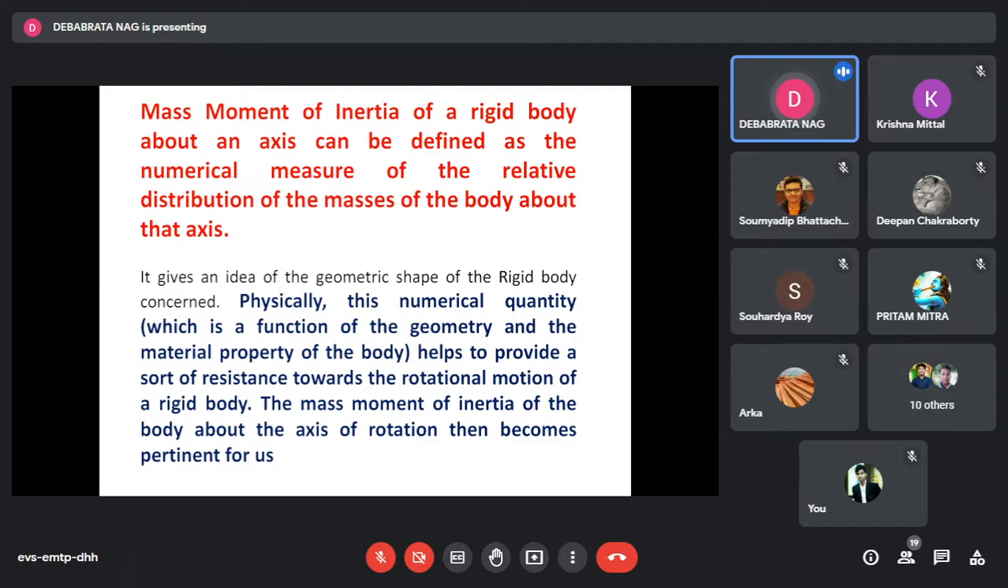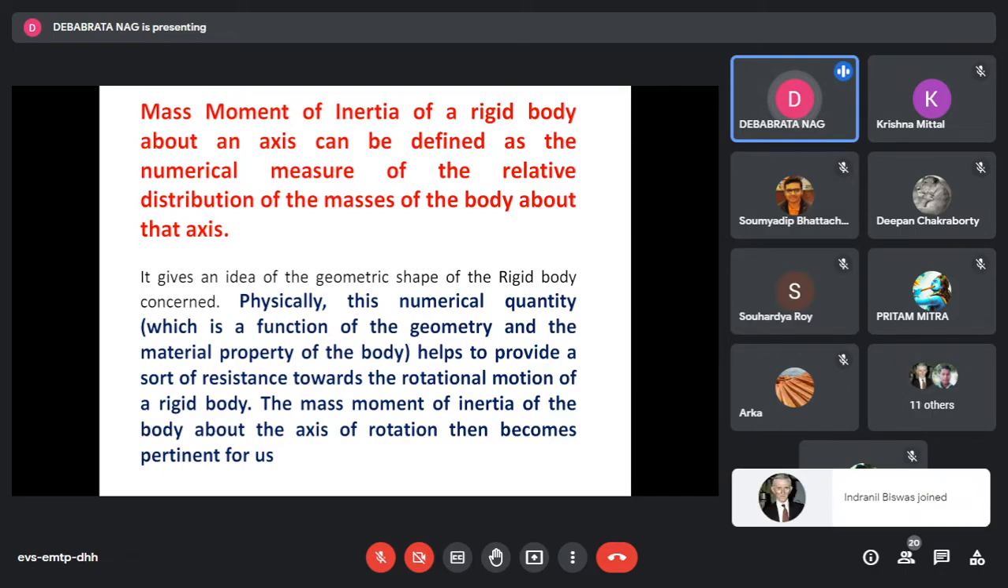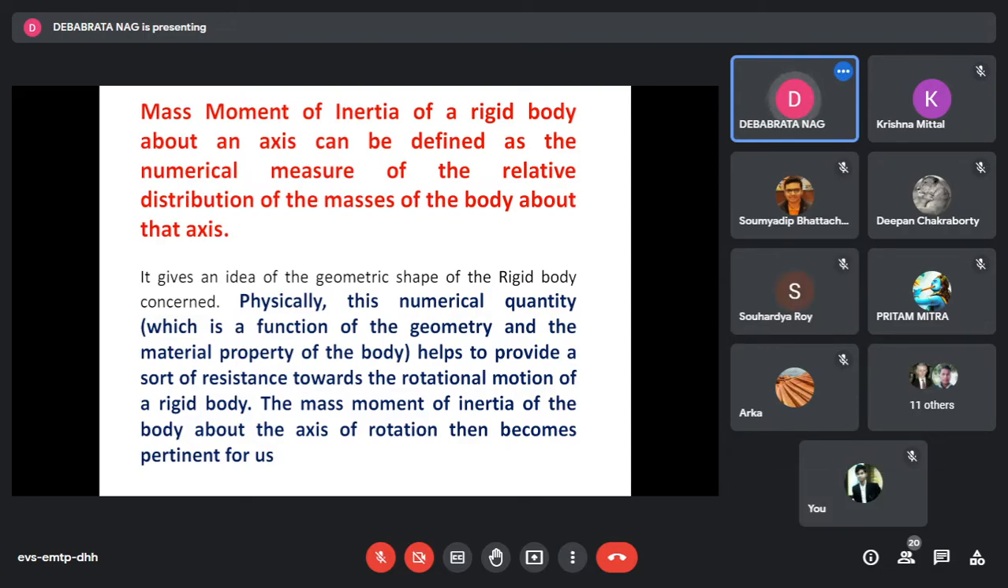Why is it called a function of the geometry of the body? Because you can understand that the geometry of the rigid body varies, say if it is a cylinder, or a sphere, or a cube, or a triangular or rectangular plate. Then you have different geometries, and about a line, the relative distribution of the masses will be entirely different.